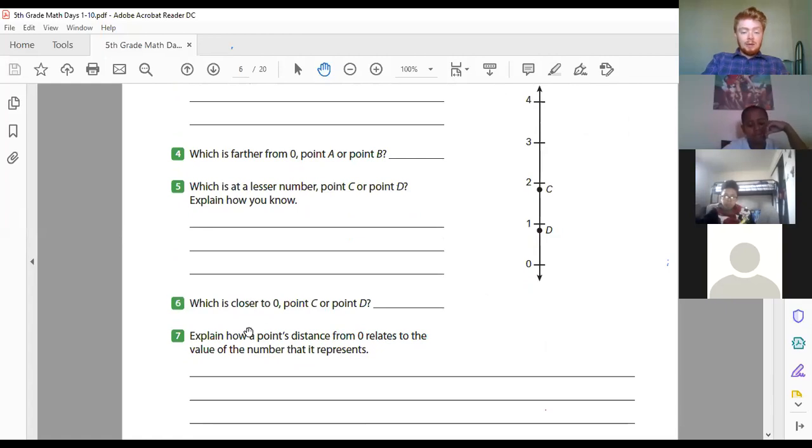Explain how a point's distance from 0 relates to the value of the number. So super big math sentence there. It's basically saying, how do I know that this is 0.8 and that's 1.8? How do I know that that's the number? Does anybody want to type it or raise their hand? Remember, try to do the blue raise your hand because I can't see. I have so many things on my screen right now. I have the chat box, I have like 3 videos. Jay raised his hand. Jay, how do I know that that's 0.8 and then that's 1.8?